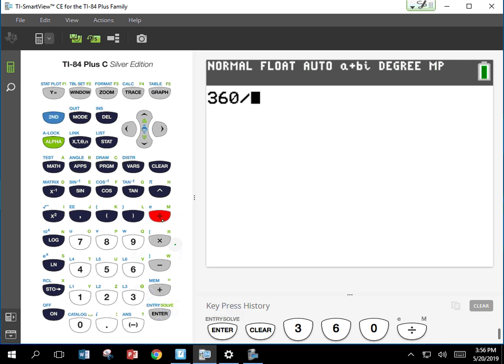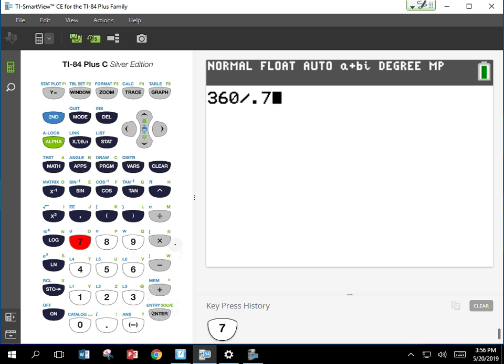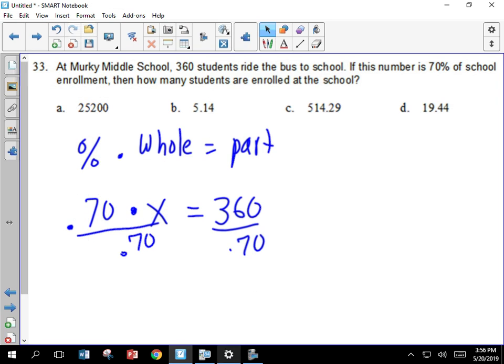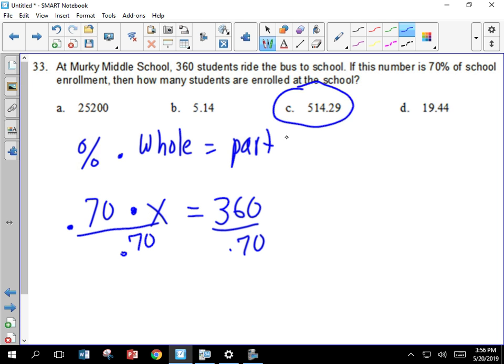360 divided by 0.70, 514. So there's 514.29 students enrolled at the school.